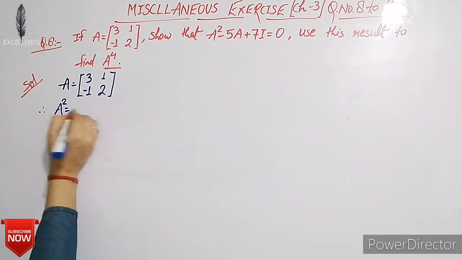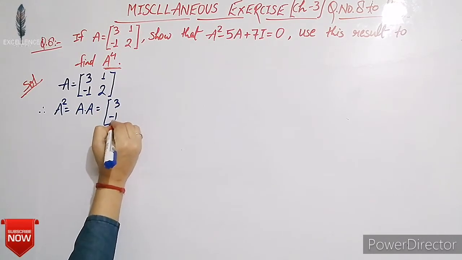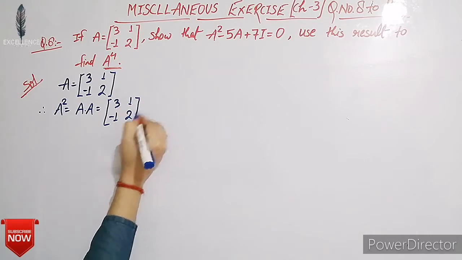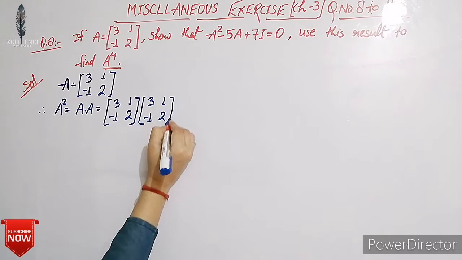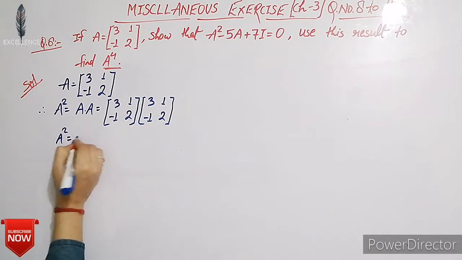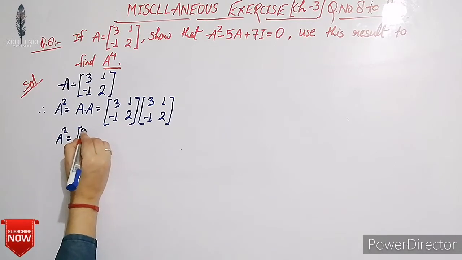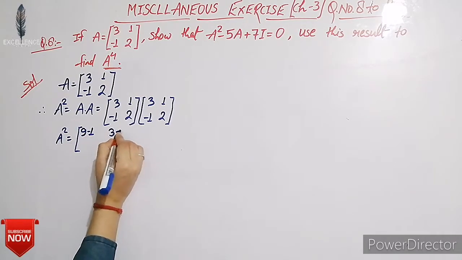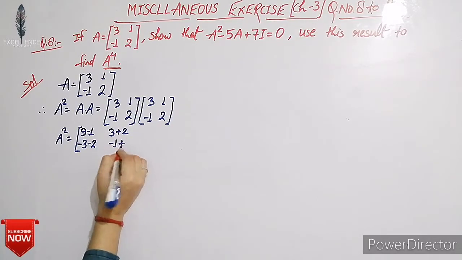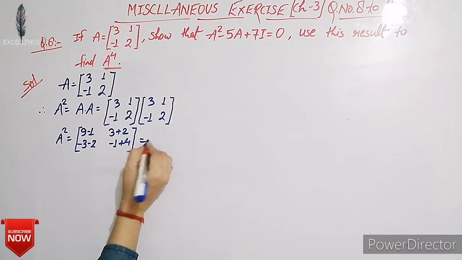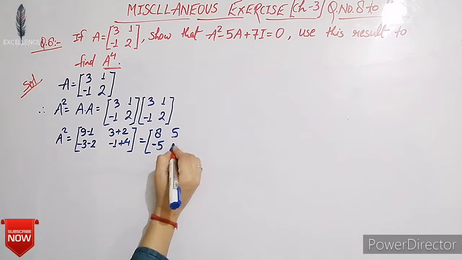So A square is equal to A into A, that is [3, -1; 1, 2] into [3, -1; 1, 2]. On multiplying we get A square is equal to: first element is 9 minus 1. Now first row by second column we get minus 3 plus 2. Here 3 minus 2 and here minus 1 plus 4. So A square is equal to [8, -5; 5, 3].